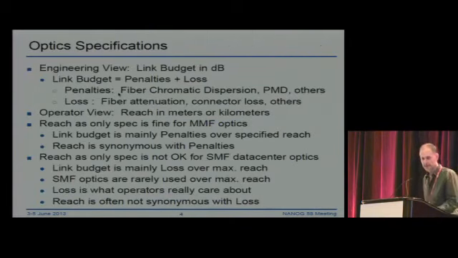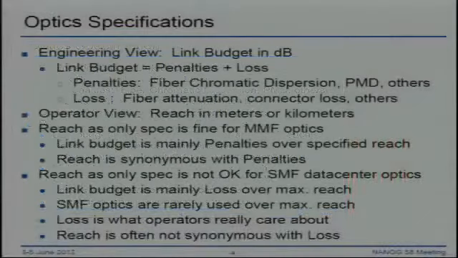One topic I'd like to touch on is optics specifications. The optics engineer's view of the world is in dB, or link budget. The major components of link budget are penalties plus loss. Penalties are what it takes to overcome propagating light through the fiber. So you may have heard terms like chromatic dispersion, which is different propagation of light at different colors, polarization dispersion. There are many other penalties. These are things that we work on very hard, and it's essentially the price we pay to have an optical link. Loss is essentially what's useful to you.